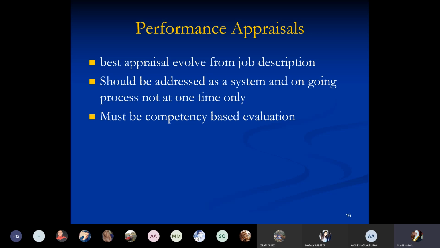It's one of the errors: when you evaluate the performance based on tasks not mentioned in the job description. Also, it should be addressed as a system and an ongoing process, not at one time only.